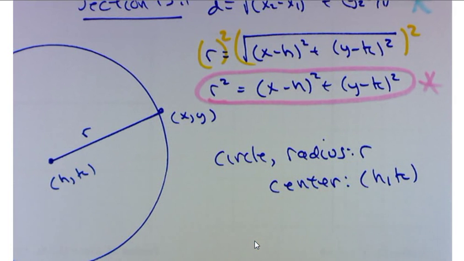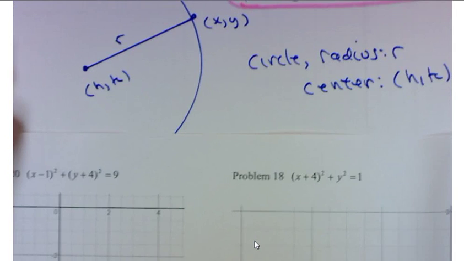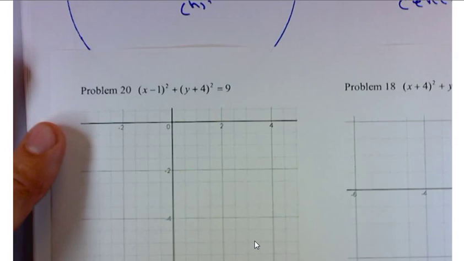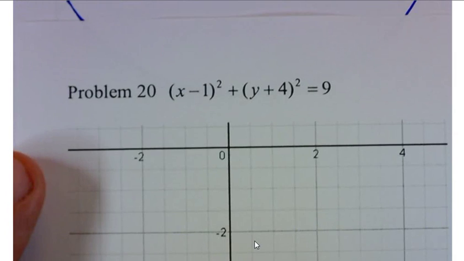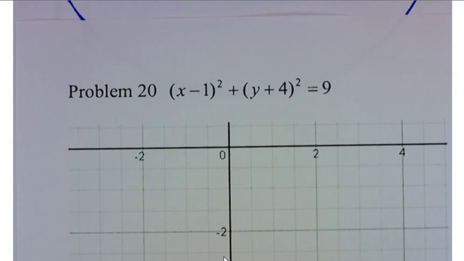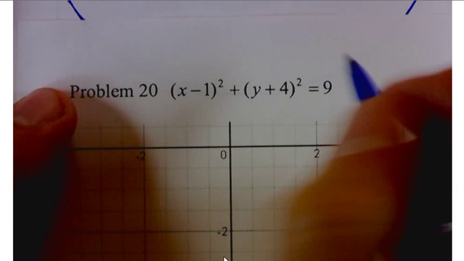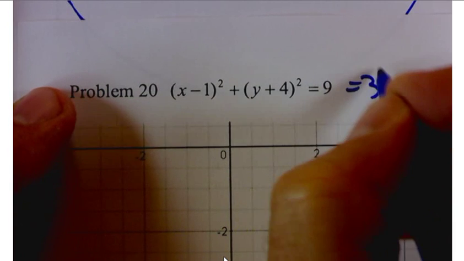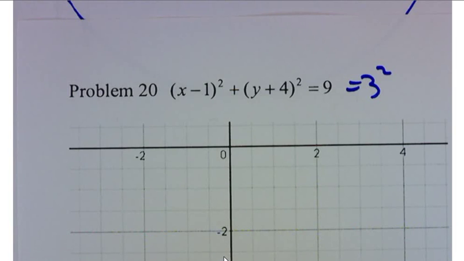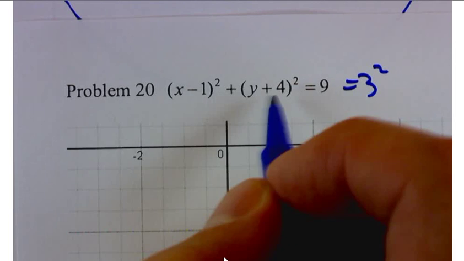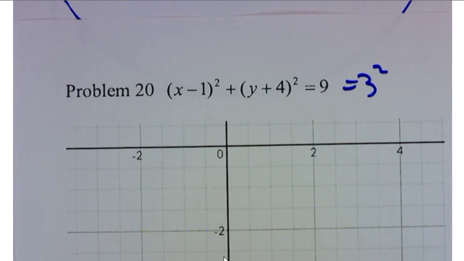Let's start with problem number 20 here. X minus 1 squared plus Y plus 4 squared equals 9. It's kind of up to you. You could rewrite this as being 3 squared if you like. I'm not sure I'd choose to do that or not. It's, again, up to you. But let's take a look at these two terms. We want to figure out what's the center.